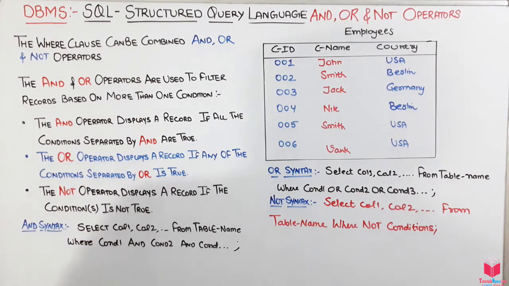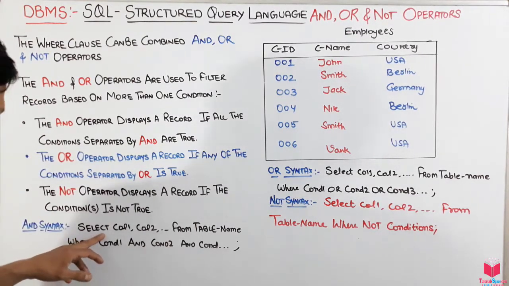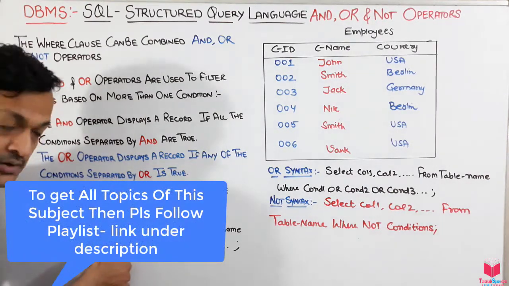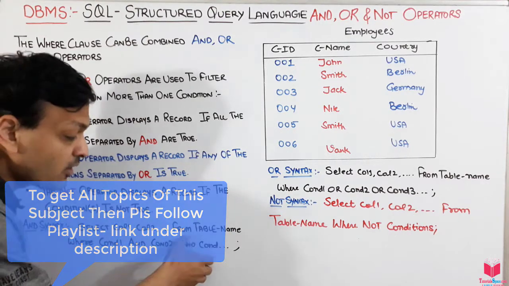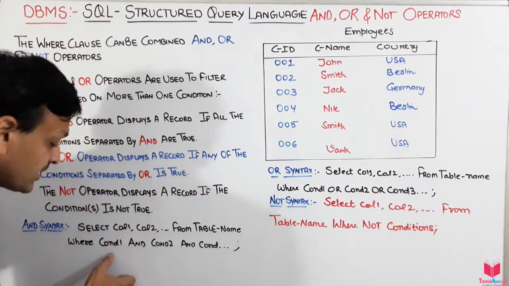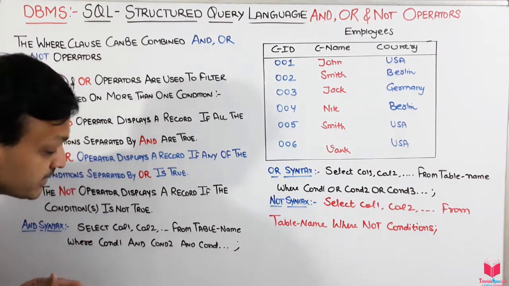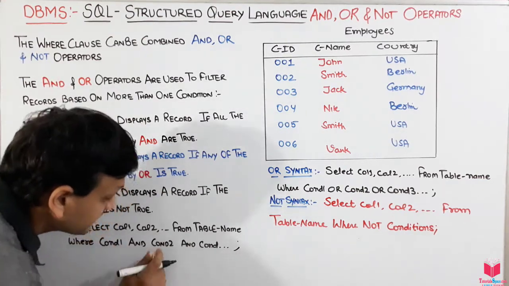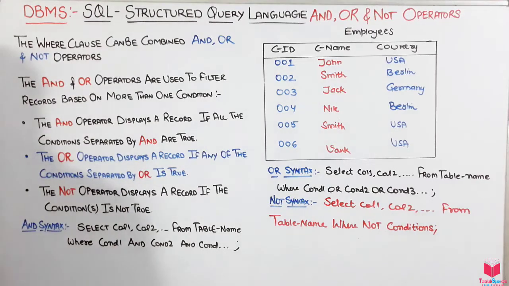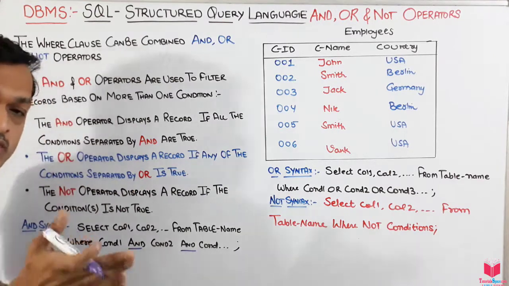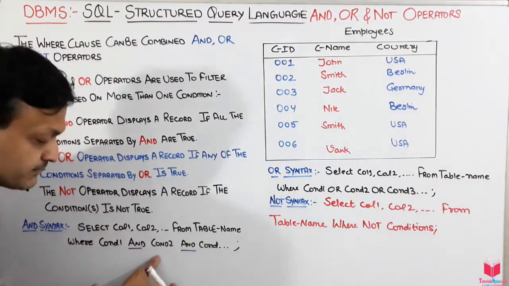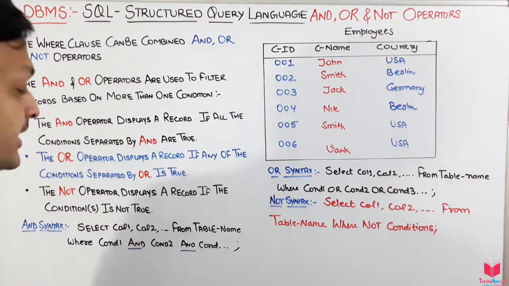We basically discussed the syntax of these operators. First, the AND operator syntax: SELECT column 1, column 2, that is the attributes you want to show, FROM table name, then the WHERE clause, then condition 1, then the AND operator, then condition 2, then condition 3 using the AND operator. This is the AND operator which we use to join conditions. In this way we can use the AND syntax.